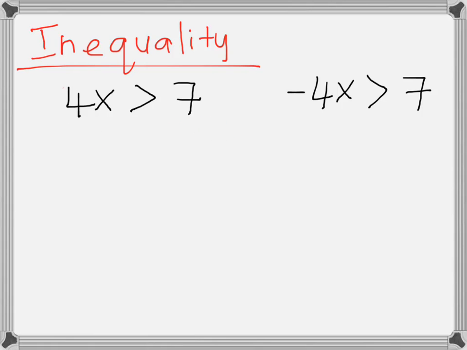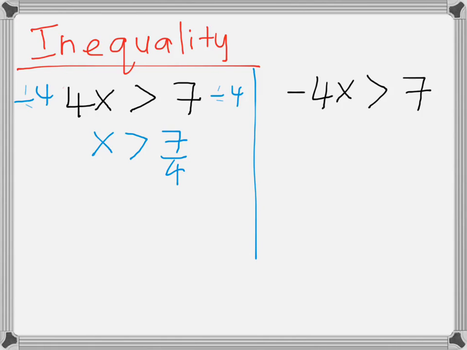You have 4x bigger than 7, so x will be bigger than 7/4. Because if you want to get x, you just divide by 4 on both sides. You divide 4 over here and then divide 4 over here. Simple. So you see this symbol does not change.